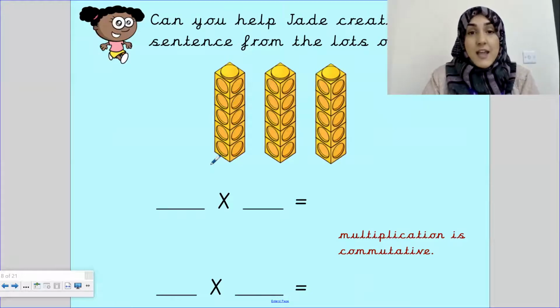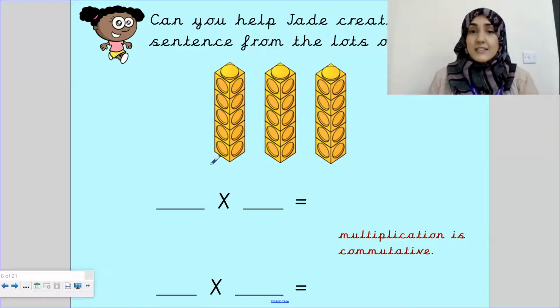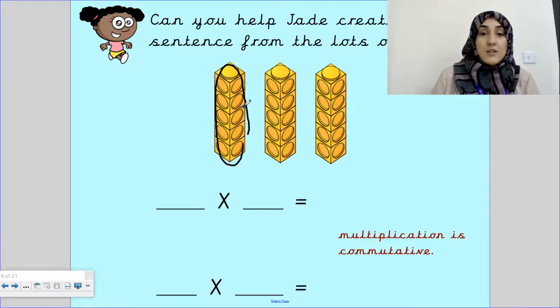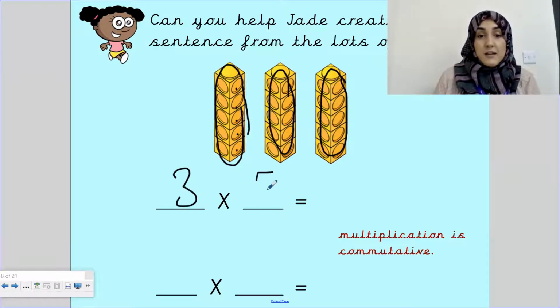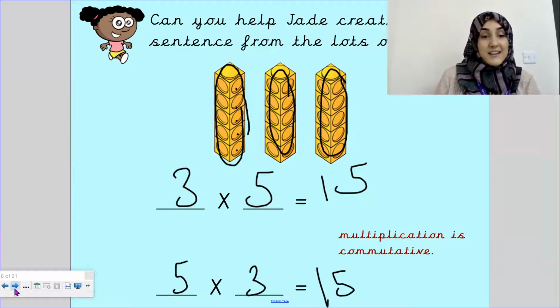Oh, here's Jade, and she's asking for the same help. She would like to create multiplication sentences. Let's help her by first counting the lots of cubes. We've got 1 lot, we have 2 lots, and we have 3 lots. Now let's count the number of cubes in each lot. 1, 2, 3, 4, 5. So that was 3 multiplied by 5, which equals, great job, 15. Because multiplication is commutative, we can also do 5 multiplied by 3, which gives us the same answer, 15.